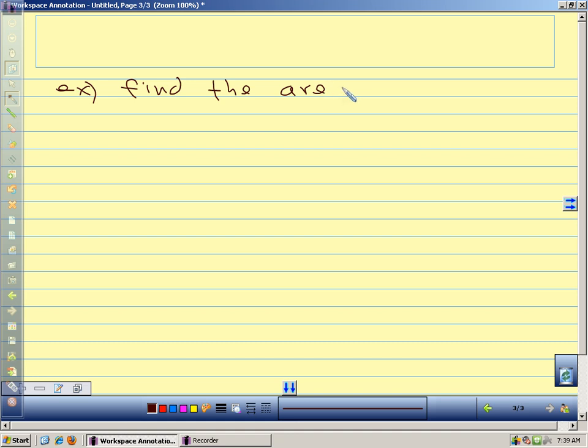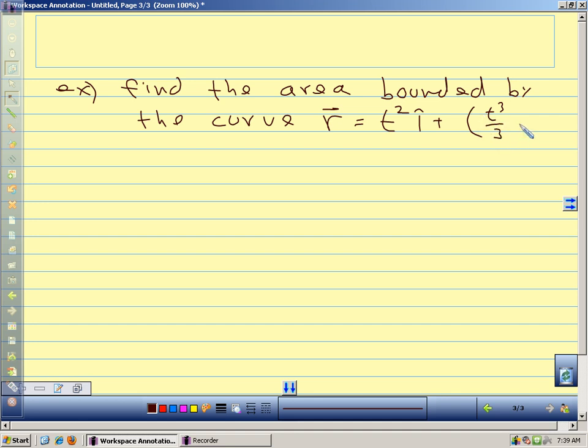We want to find the area enclosed. So our curve is given by parametric equations: r equals t squared i plus (t cubed over 3 minus t) j, for t from negative square root of 3 to square root of 3. So we want to find this area.